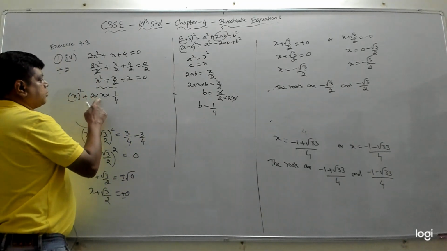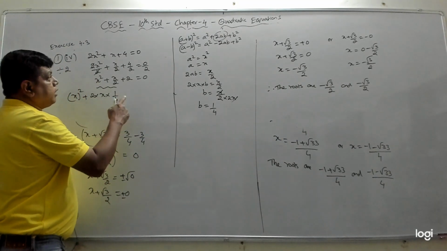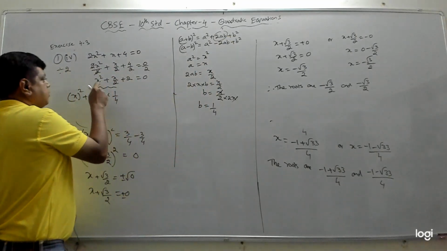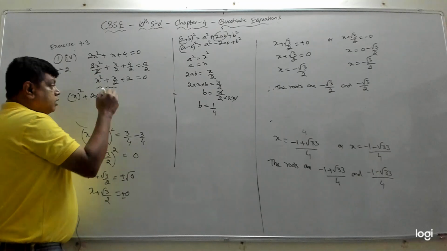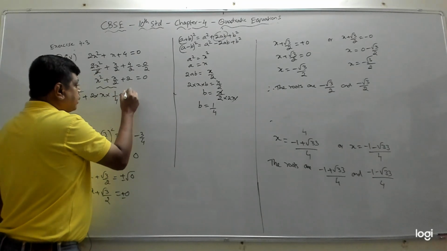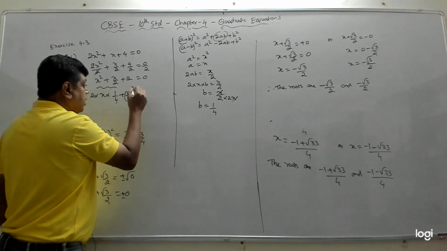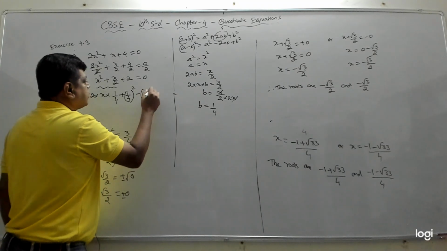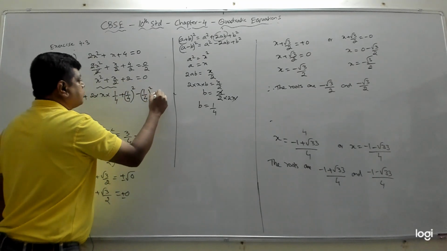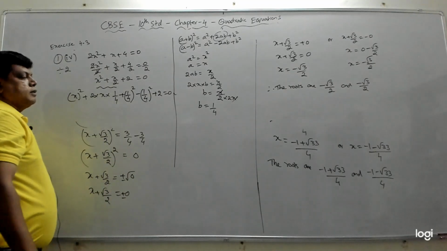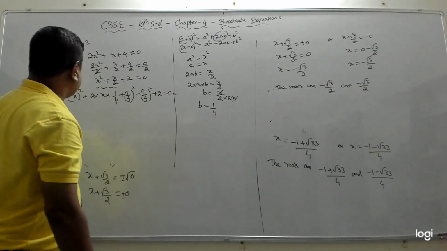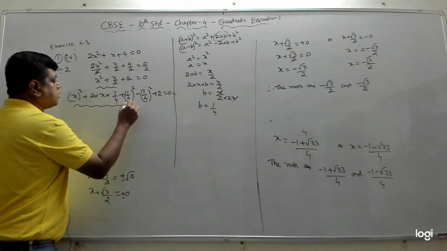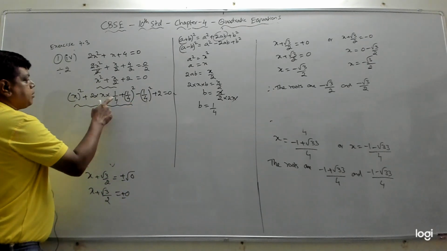Then we have got 2 into a into b. Then I should have b square, because this we have converted as a square. This is 2ab. Next I need is b square. b square is not there. Then immediately I should add b square. This is 1 by 4 square. And I have to subtract that b square immediately. Then write this plus 2 equal to 0. Clear?